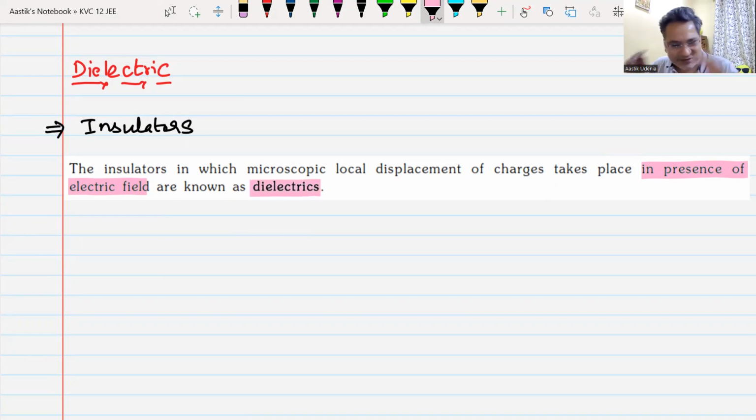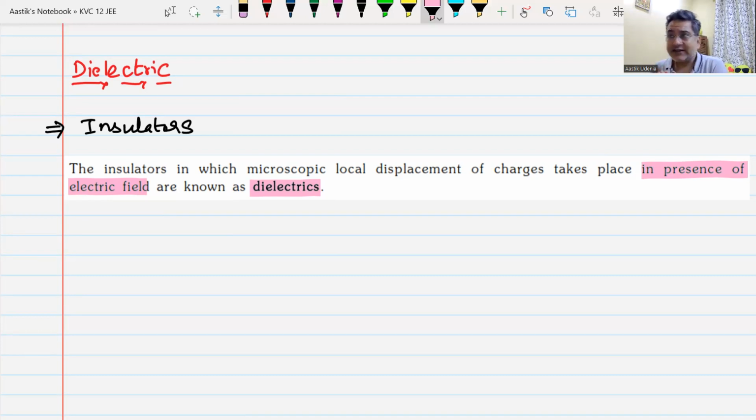You may not understand it in so much depth. Basically, dielectrics are insulators, and when you place a dielectric in an electric field, something happens. And what is that something that is going to happen? We are going to see that. So don't worry about this.